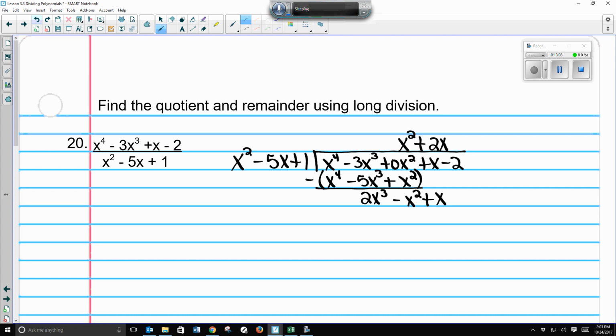2x times x squared is 2x cubed. 2x times negative 5x is negative 10x squared. 2x times 1 is 2x. And I'm subtracting all of that. 0. What will this give me? Positive 9x squared. And then negative x, and minus 2.